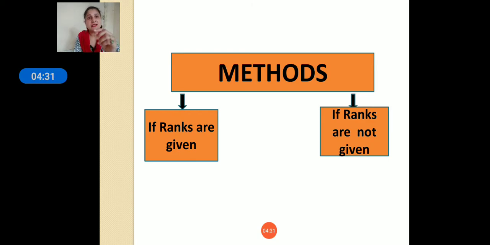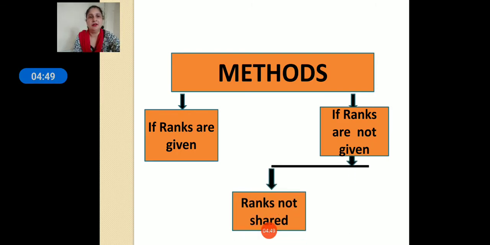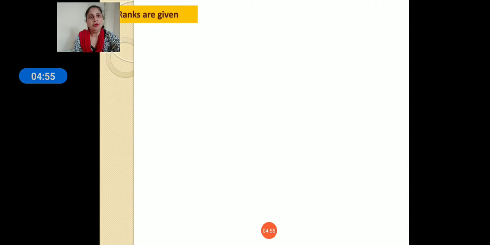And when ranks are not given, we have to assign them ranks. And sometimes what happens? Several people get the same marks. It becomes difficult to give them rank, who will become second and who will become third. That is a difficult process. So if ranks are not given, two methods are there: ranks are not shared and ranks are shared. In this video, we will only discuss the case where ranks are given.